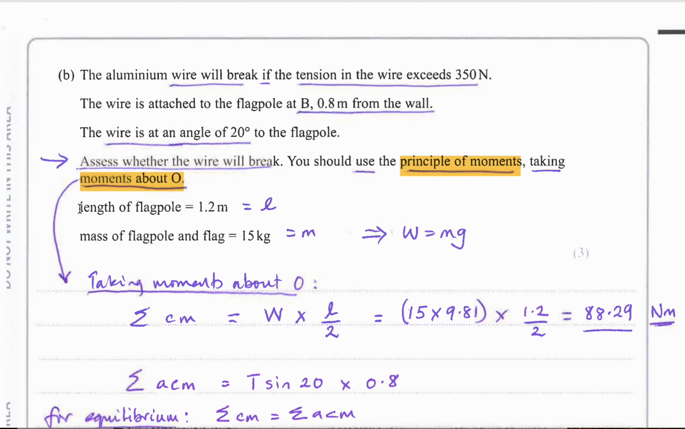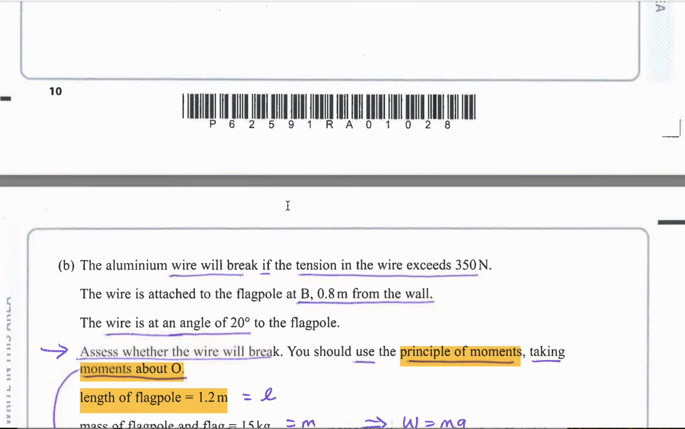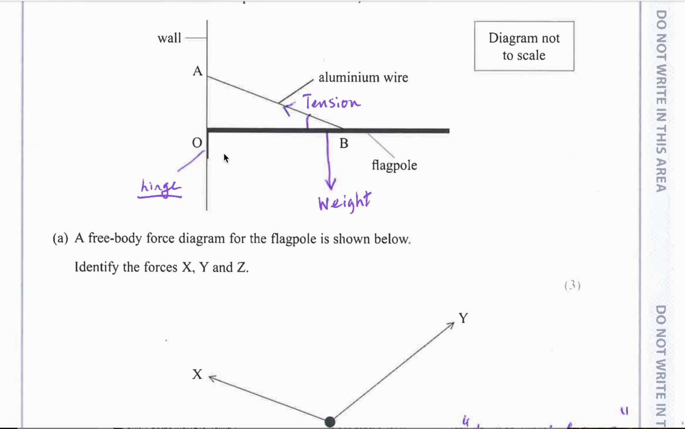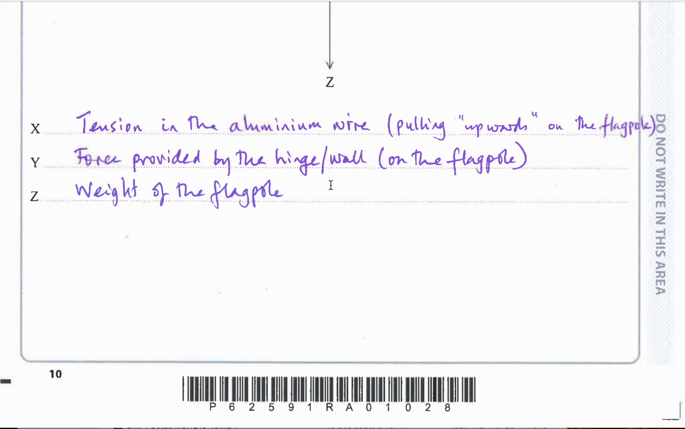They then give the length of the flagpole. Why do you need that? Because you need to know where the weight is acting and if it's a uniform flagpole. So let's go back and have a look again. The flagpole we assume is uniform thickness, so the weight would be acting halfway along that length downwards. Okay?